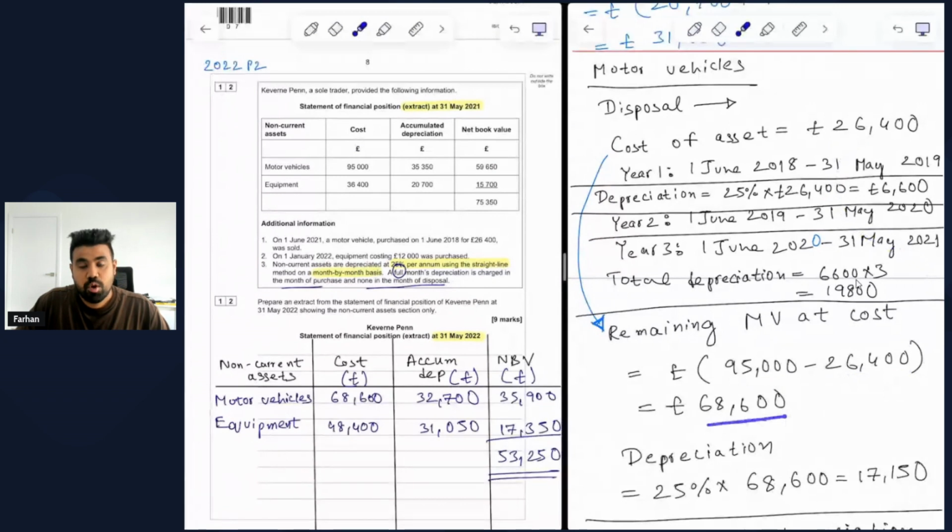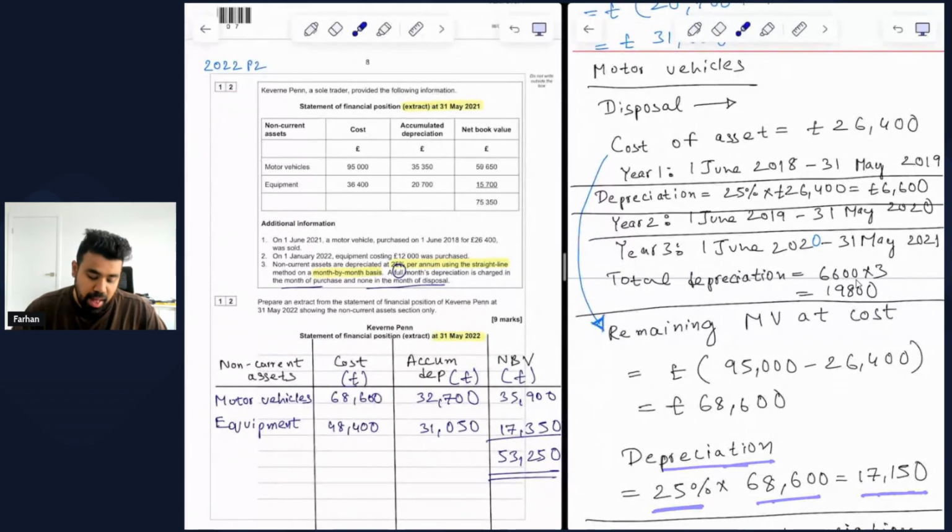Which means we can only calculate the depreciation on what's left for motor vehicles. So if you want to find the depreciation on the remainder of the motor vehicles in the books, you apply 25% simply on the remaining cost of £68,600 and you get £17,150 as the depreciation for the remaining motor vehicles in the books at 31 May 2022.